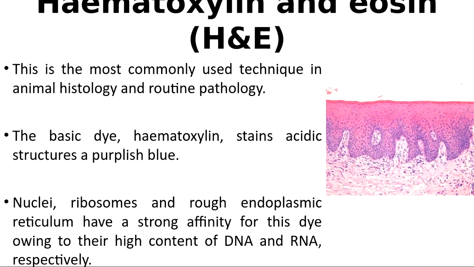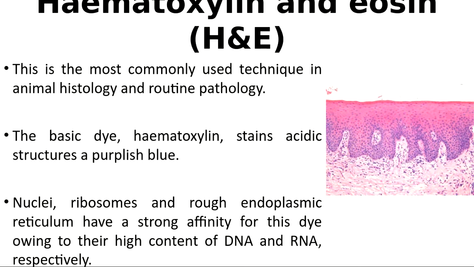I am a pathologist, so we use hematoxylin and eosin stains. The basic dye is hematoxylin. It will stain blue or purple. So the basic dye hematoxylin stains acidic structures blue or purple. The nucleus, ribosomes and rough endoplasmic reticulum have a strong affinity for this dye owing to the high content of DNA and RNA respectively. In the exam we will ask which is the basic dye in the hematoxylin and eosin stain.